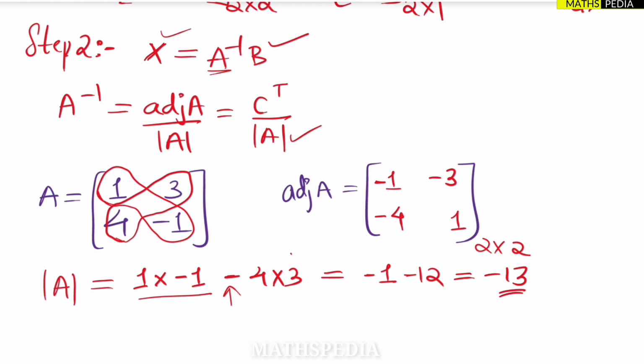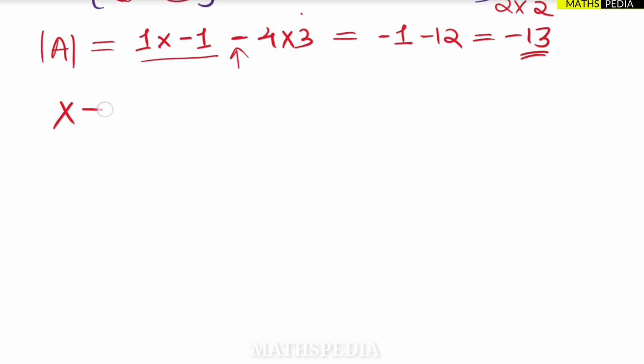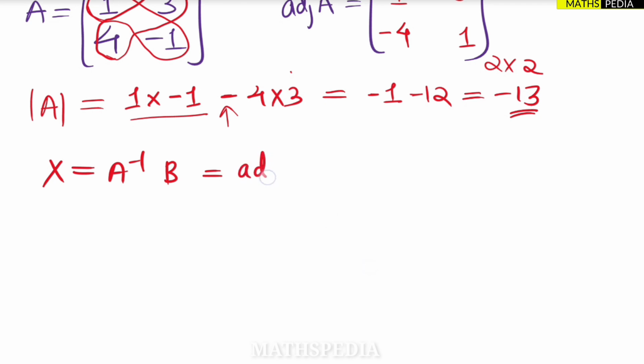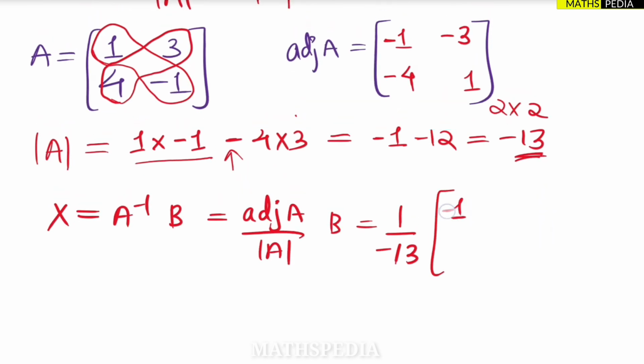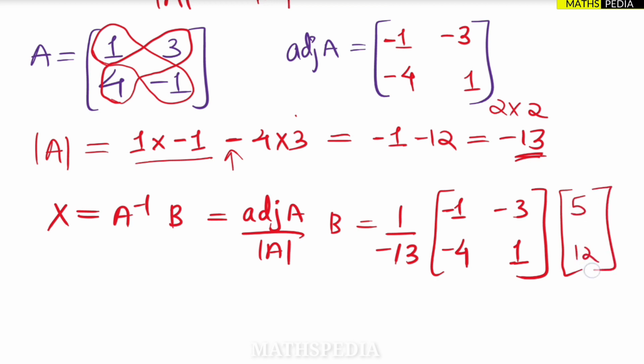Now we just have to form what? X equal to A inverse B matrix, which A inverse is nothing but adjoint A by determinant A, into B matrix. Okay, so adjoint A matrix is given, determinant A we got as minus 13, so it will be in the denominator. So I can write 1 by minus 13 into adjoint A matrix we already have, which is minus 1, minus 3, minus 4 and 1, right, into B matrix. What is B matrix? B1 and B2, that means we have to consider here 5 and 12. We already have seen in the question.